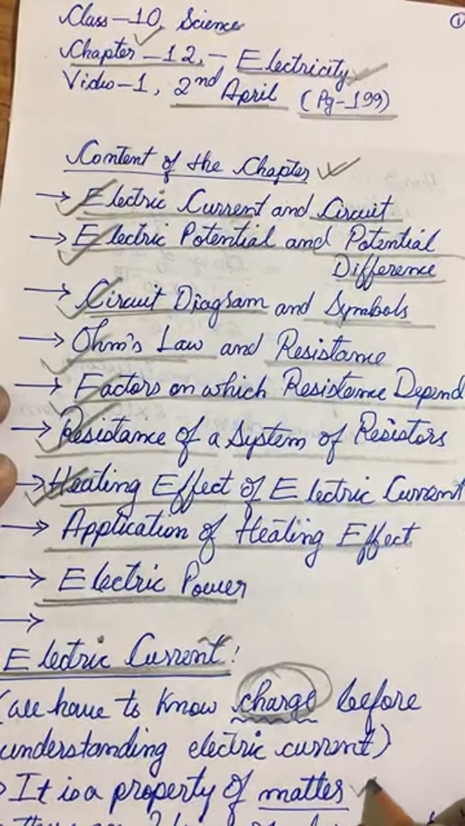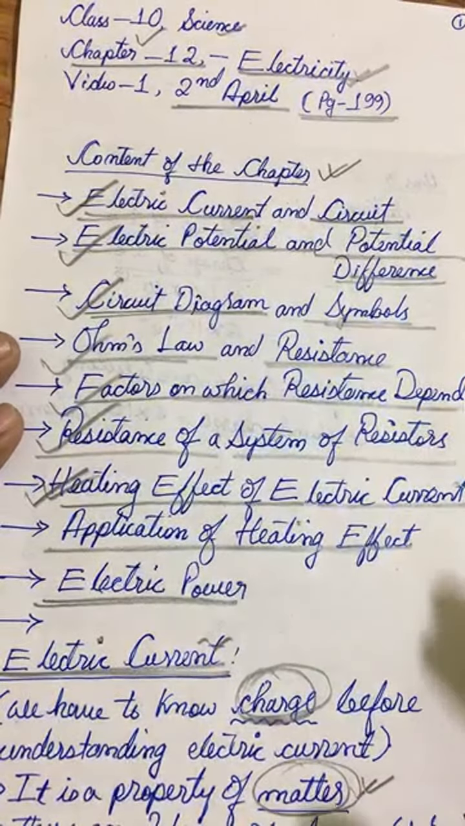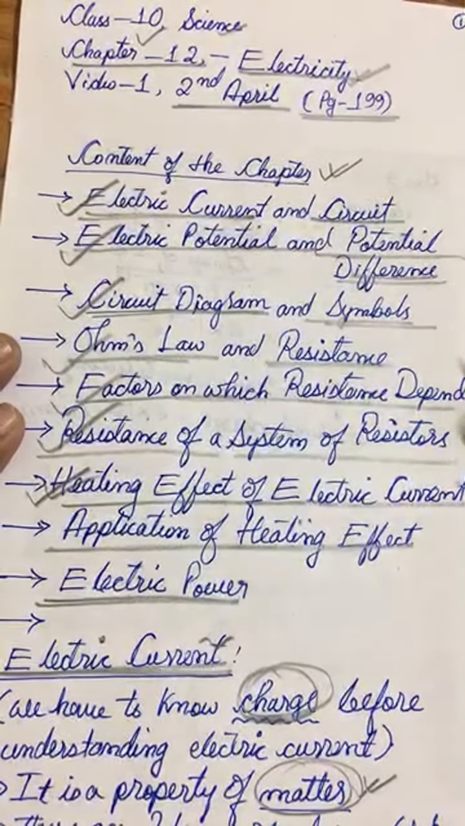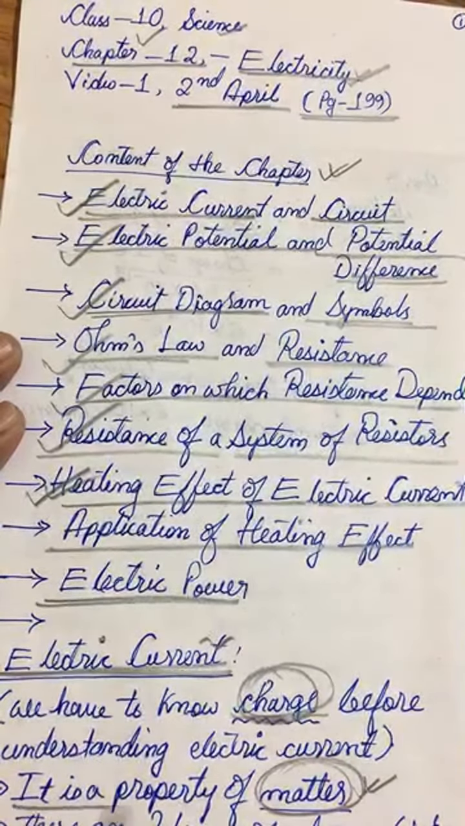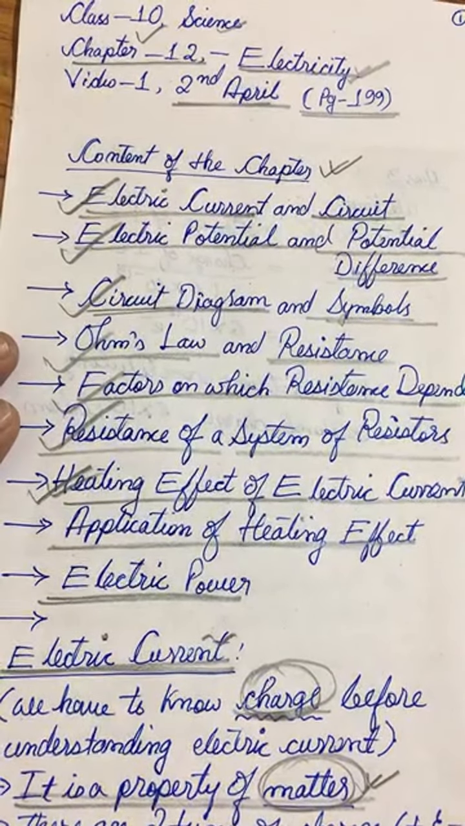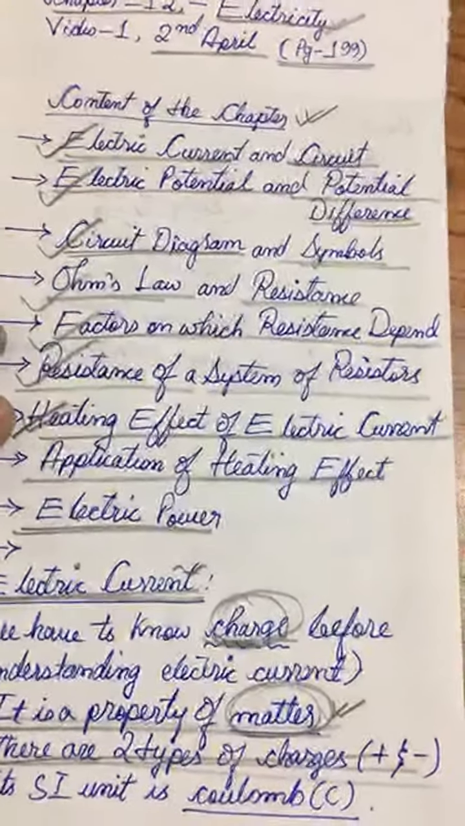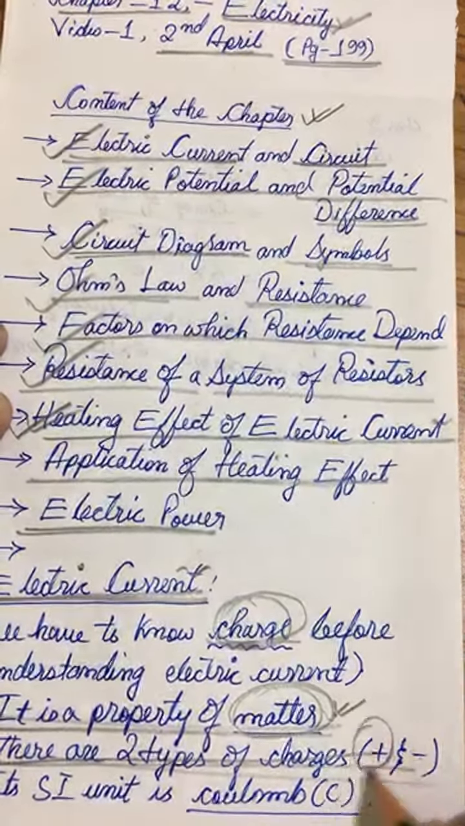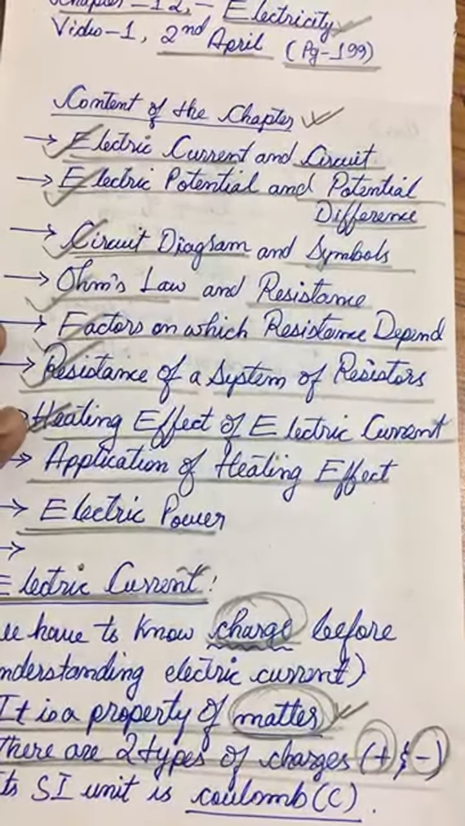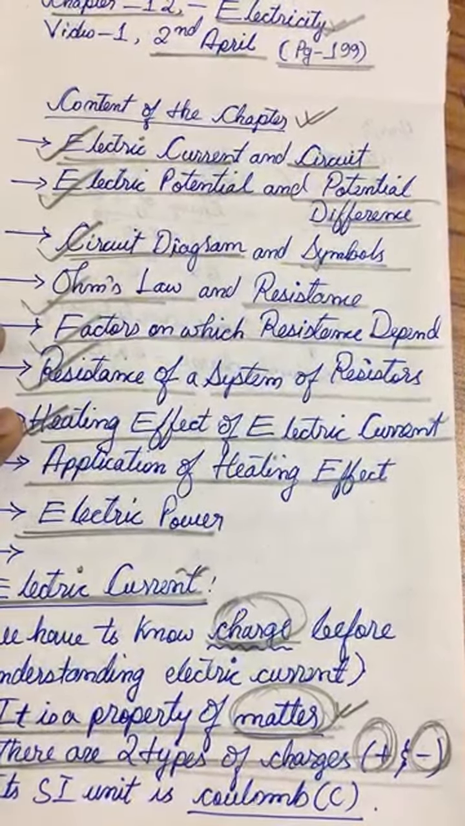It is a property of matter. I hope you have learned what is matter in class 9. Anything that has mass and occupies space is matter. Charge is the property of matter. Then there are two types of charges. We already know this. One is positive charge and the other is negative charge.